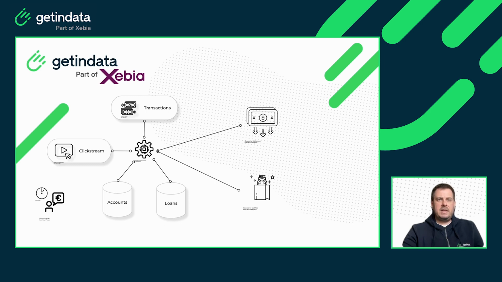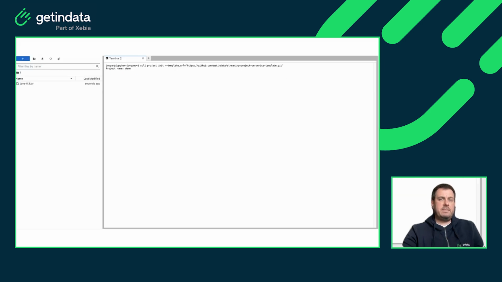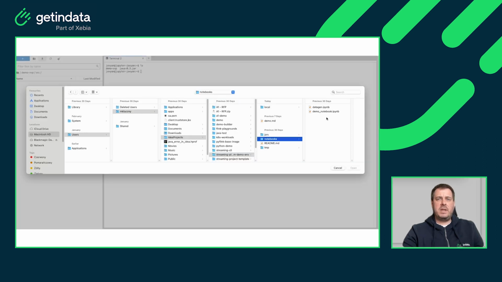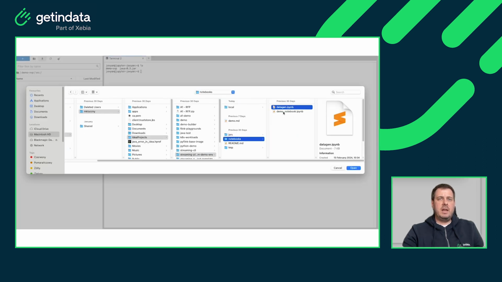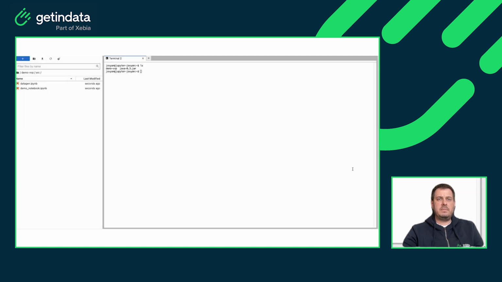Let's take a look at the application itself. The first step is to create a new Python project in Jupyter, which is based on a template. Now let's inspect our code. One file is for data preparation and the second one contains the code for the application.